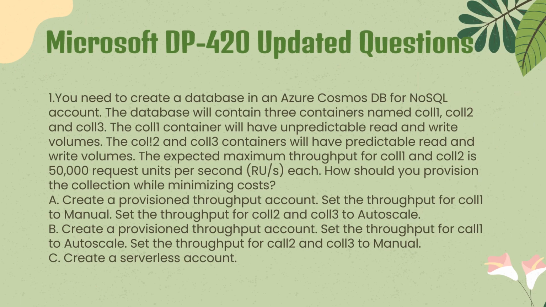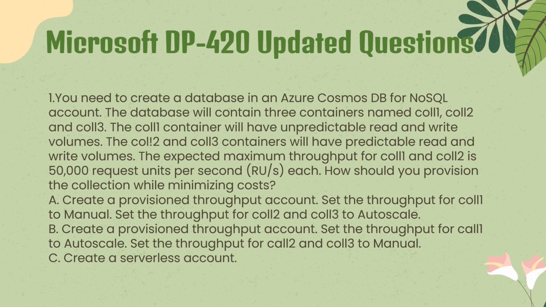1. You need to create a database in an Azure Cosmos DB for NoSQL account. The database will contain 3 containers named Call1, Call2 and Call3. The Call1 container will have unpredictable read and write volumes. The Call2 and Call3 containers will have predictable read and write volumes. The expected maximum throughput for Call1 and Call2 is 50,000 request units per second, RU/s, each. How should you provision the collection while minimizing costs?